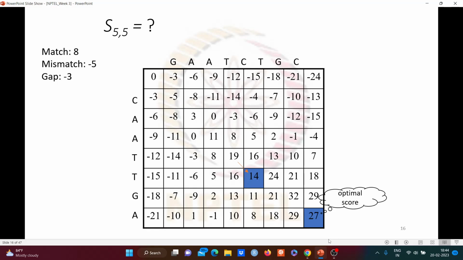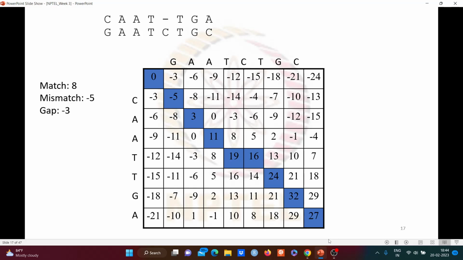Sorry for the alignment error here. Actually it's a mismatch condition where we have to do minus 5, because the top sequence is not aligned properly. So this is the final matrix we get here.